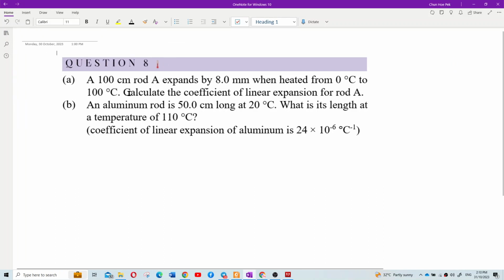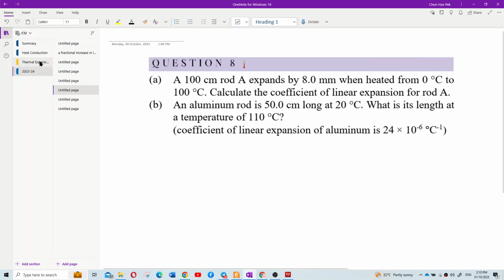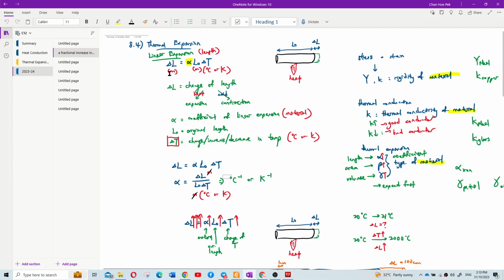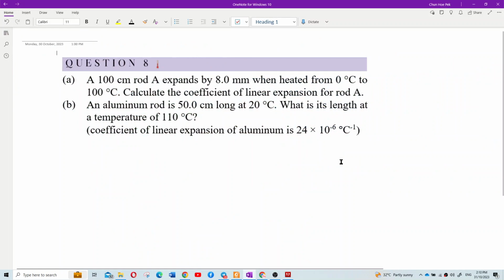A 100 cm rod A expands by 8 mm when heated from 0 degrees Celsius to 100 degrees Celsius. Calculate the coefficient of linear expansion for rod A. Still remember the formula for thermal expansion? Let me show you this formula: delta L equal to alpha L naught delta T. That's the formula.